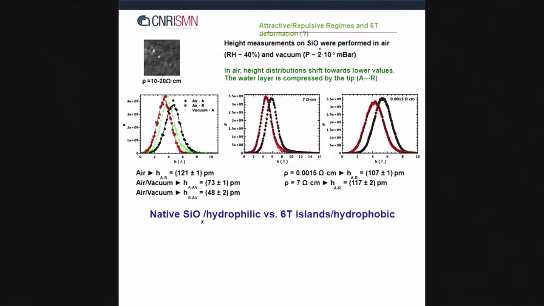Another possibility is to change, in the attractive and repulsive regime, the height distribution of your substrate, because your substrate is covered by water. So if you press more, you can change the height of your structure, because the height in AFM is a relative measurement between the height distribution of the substrate and the height distribution of your island. But in this case, the native silicon oxide, which is hydrophilic, with respect to the 60 isons, which are hydrophobic, does not change the height so much with respect to the measured one.